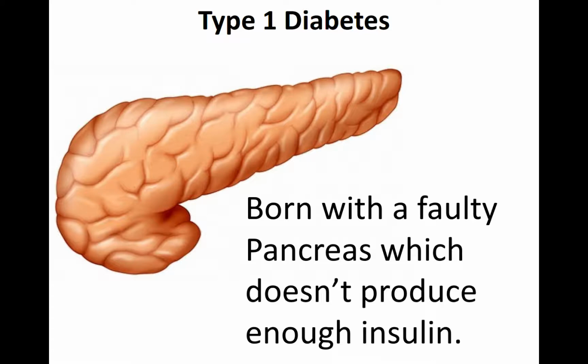So type 1 diabetes is caused by a faulty pancreas. So you may be born with a faulty pancreas which either doesn't produce enough insulin or it can't detect when the blood glucose level is too high. This can also be caused by autoimmune diseases where the immune system attacks the pancreas, causing it to be damaged.